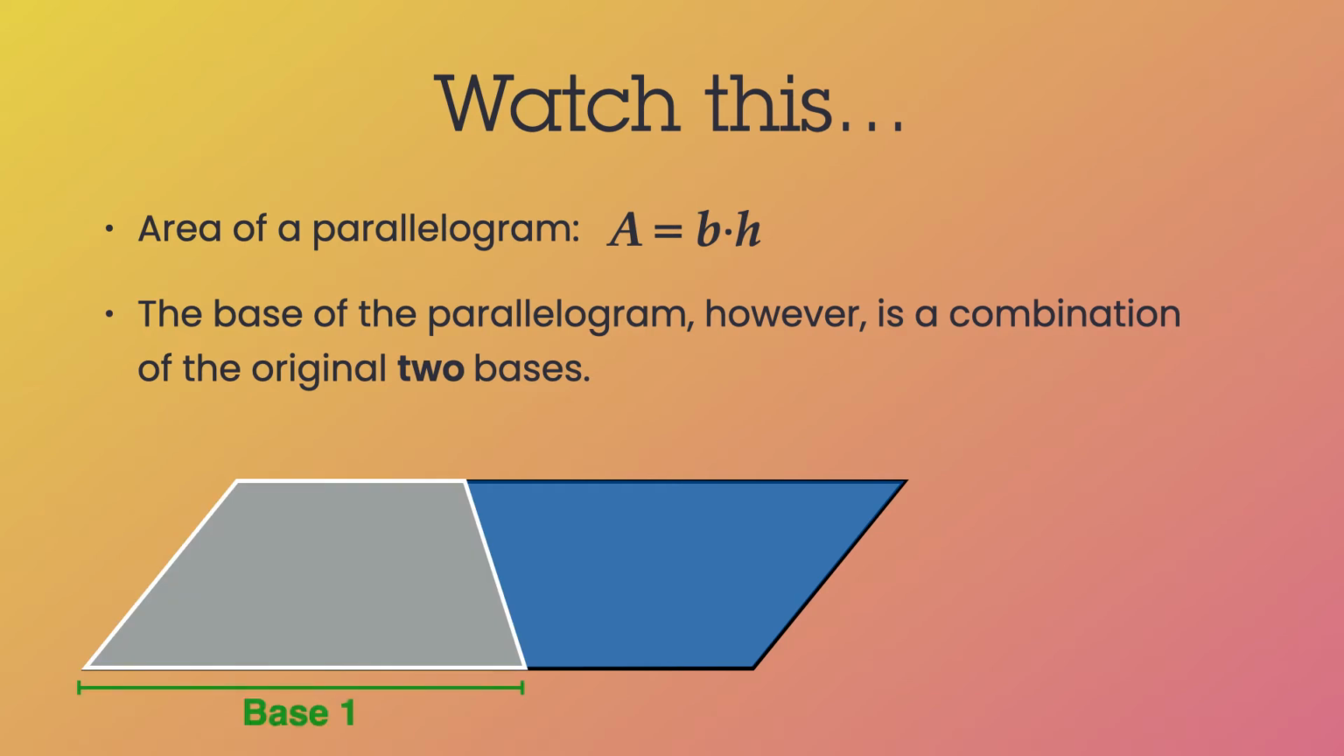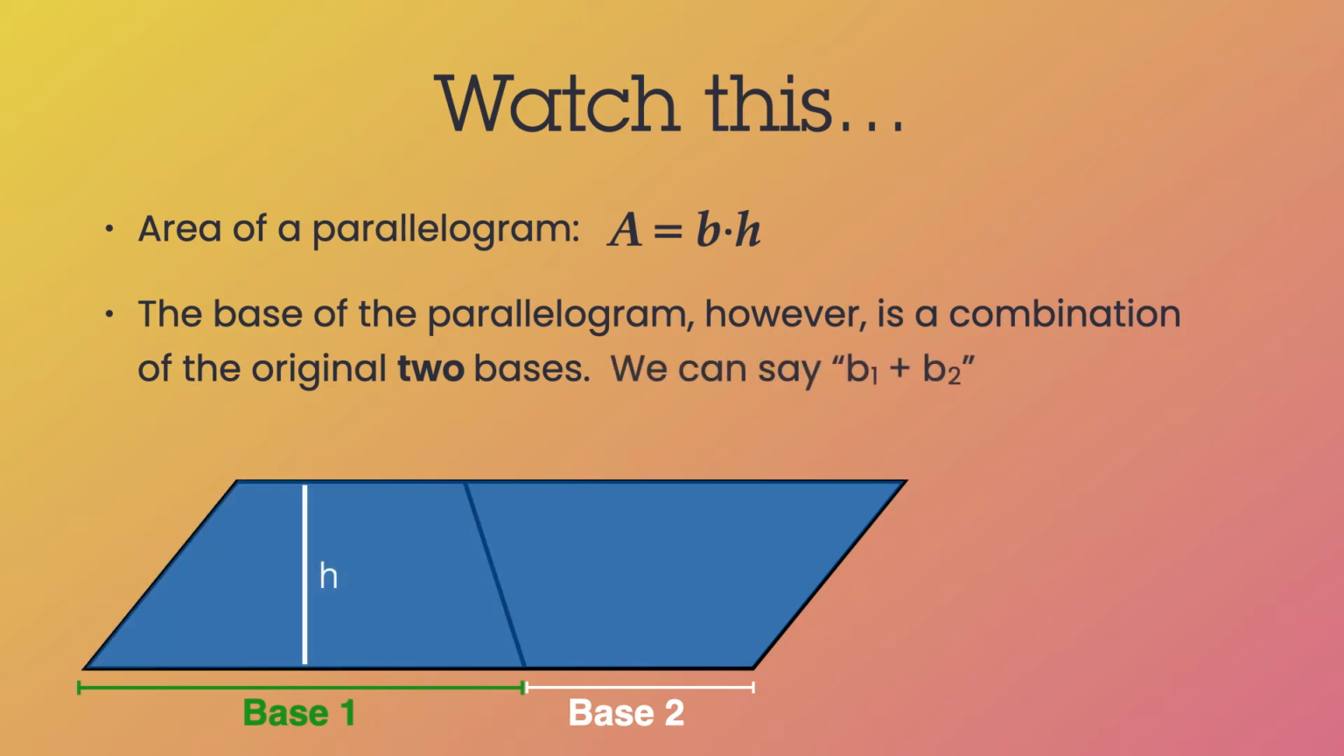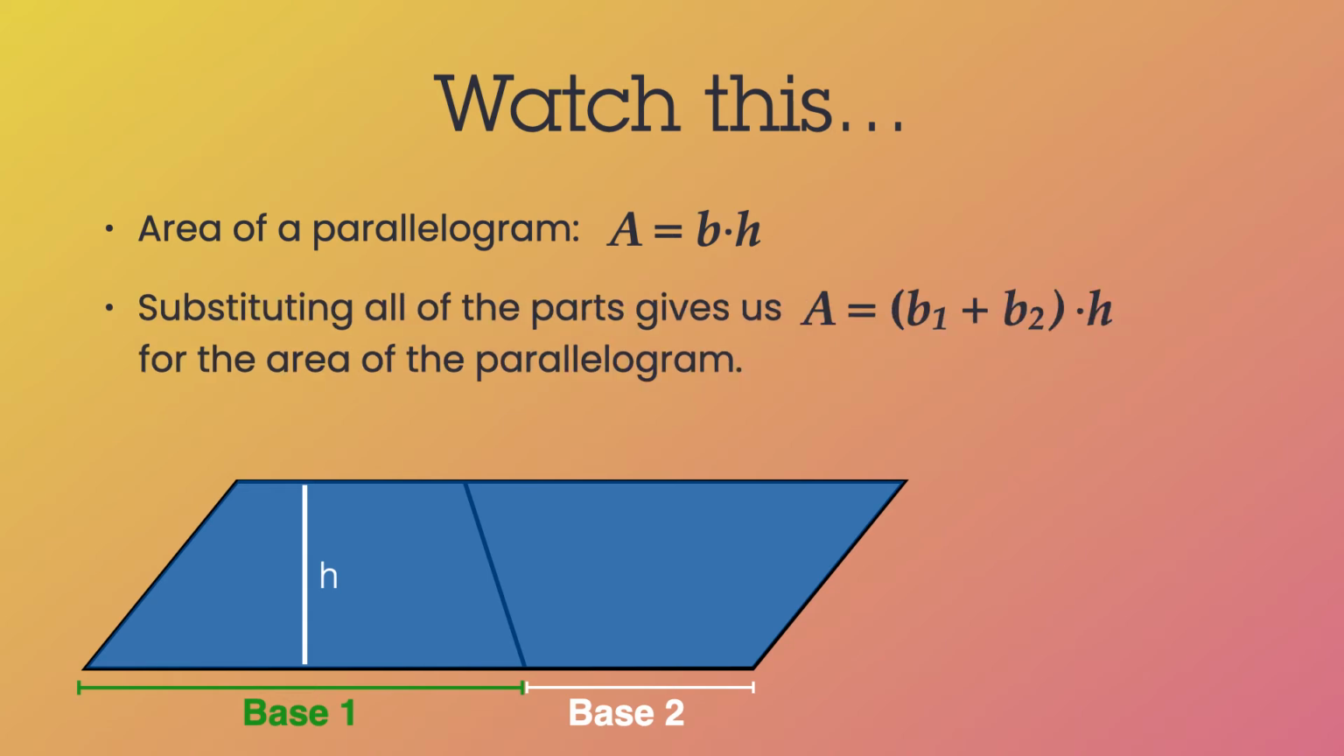Here's the bottom base, we'll call it base 1, and the top base, base 2. But remember when we duplicated and rotated that trapezoid, that base 2 at the top flipped around to the bottom, and now the entire parallelogram from left to right includes base 1 and base 2. So we can say B1 plus B2 for that entire parallelogram base. If we substitute all this into that parallelogram formula, then we have the area of the parallelogram equaling B1 plus B2 times the height.